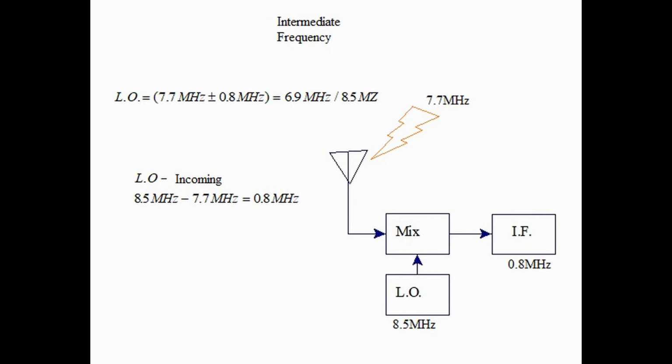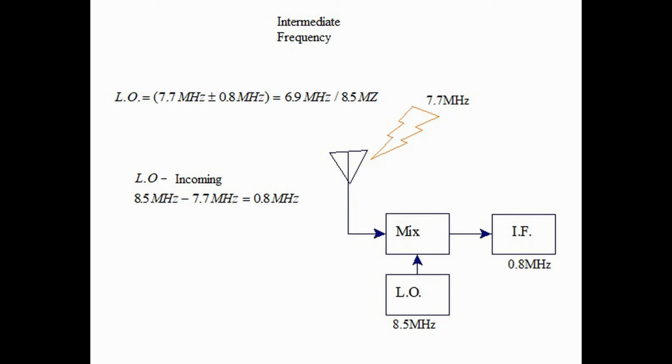Usually the higher frequency is taken and used by the local oscillator, then the high frequency coming in is subtracted, and the result is the intermediate frequency. Then the frequency that's not used, the lower one, is filtered out with a series of filters.